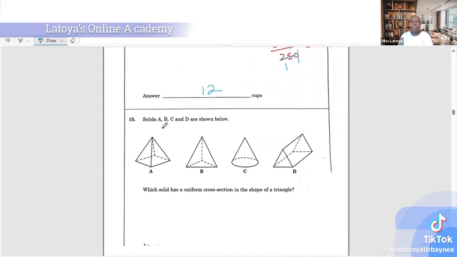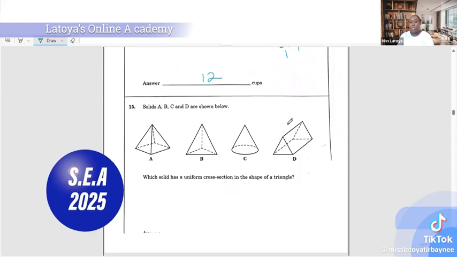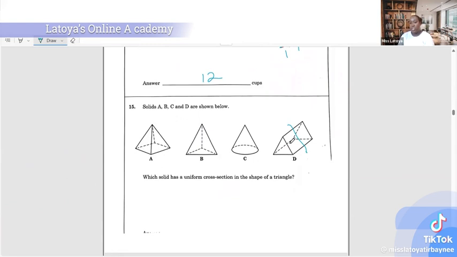Question 15. Solids A, B, C, and D are shown below. Which solid has a uniform cross-section in the shape of a triangle? Uniform cross-section, it will be the triangular prism D. It has a uniform cross-section in the shape of a triangle. Okay, if you notice, the front here is a triangle and here is also a triangle. So this shape does have a uniform cross-section in the shape of a triangle.